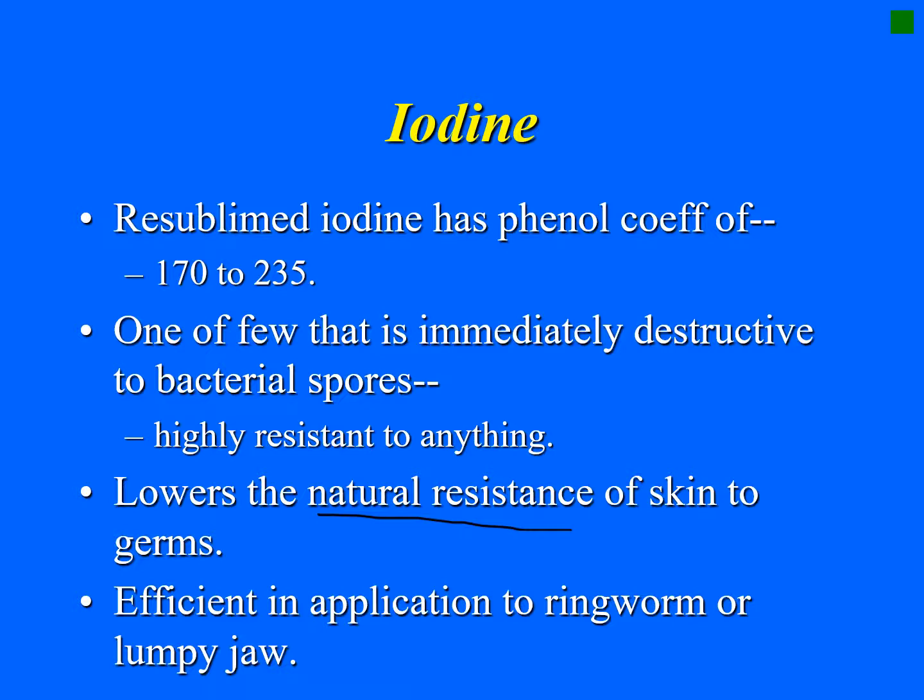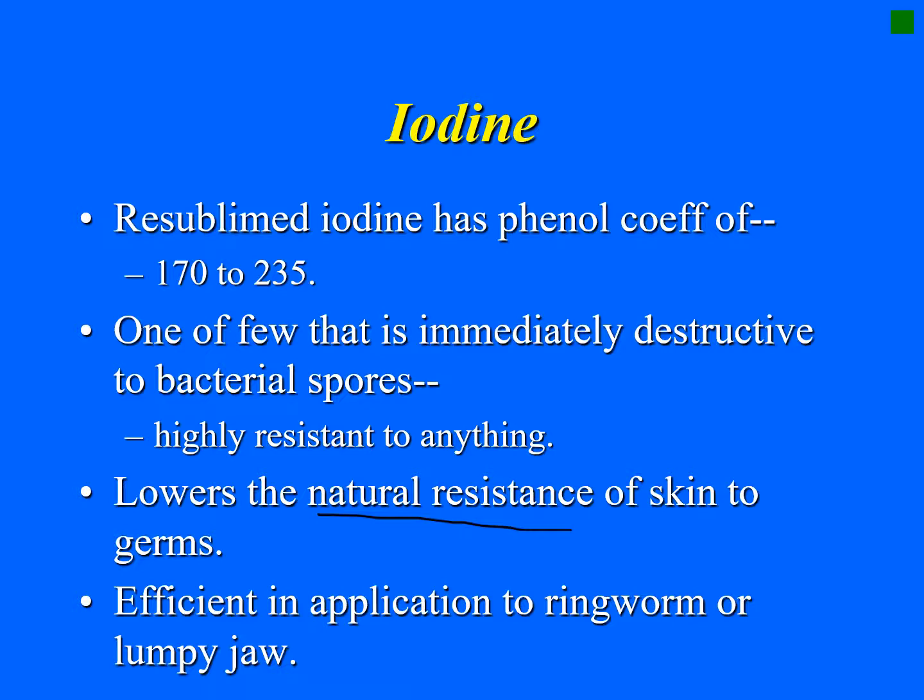So look at iodine. Resublimed iodine has a phenol coefficient of somewhere between 170 to 235. So you can actually dilute it down quite a bit and still remain pretty effective. So it's one of few that is immediately destructive to the bacterial spores. And why do you think that's used for humans, for surgery and basically to disinfect an area? Because of that. So we know spores are highly resistant to just about anything.